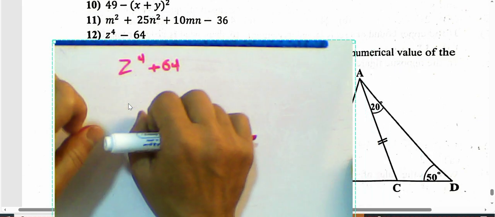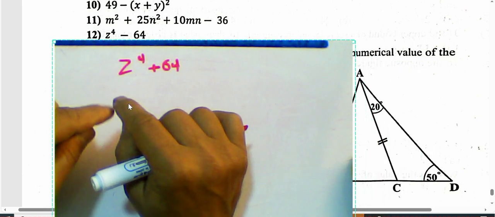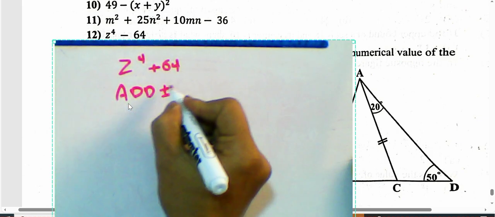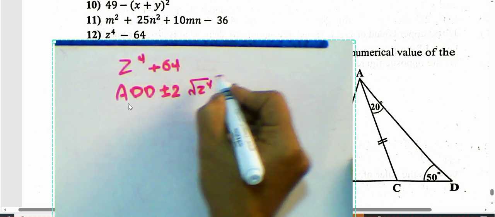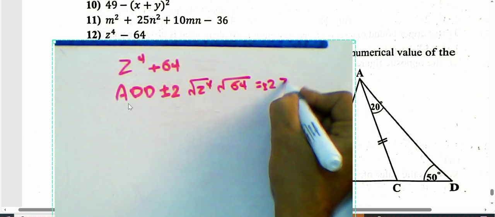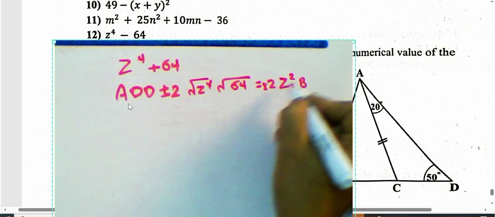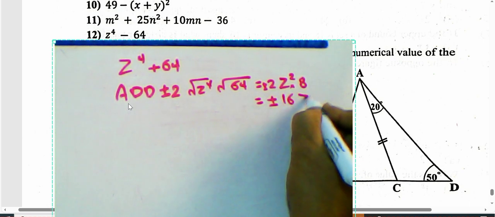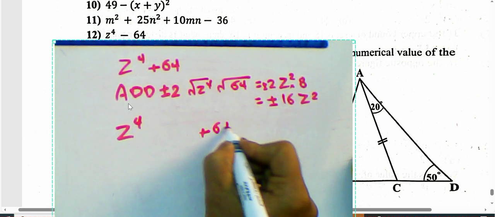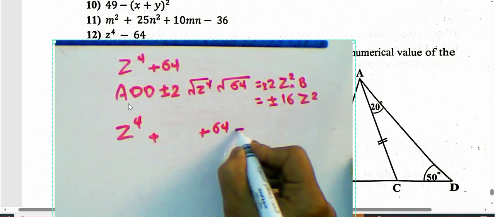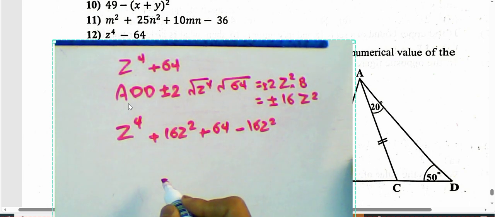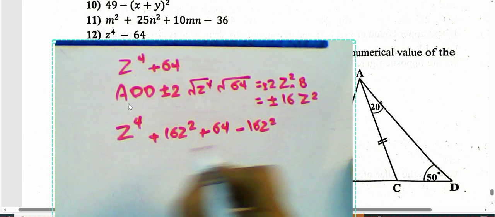Okay, my students, to solve the example, you must add and subtract 2 times the square root of the first and the square root of the third. Then we must add positive or negative 2 times the square root of the first times the square root of the third. Positive or negative 2 times z power 2 times 8. And the answer will be positive or negative 16z power 2. Then we have z power 4 plus 64, here positive and here negative 16z power 2.